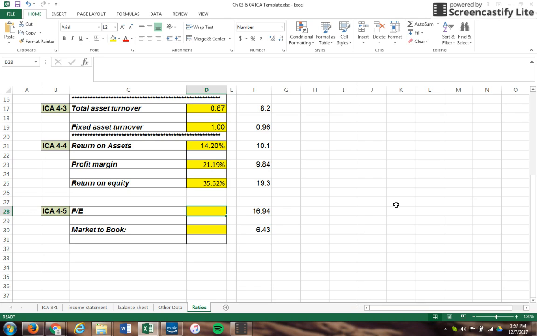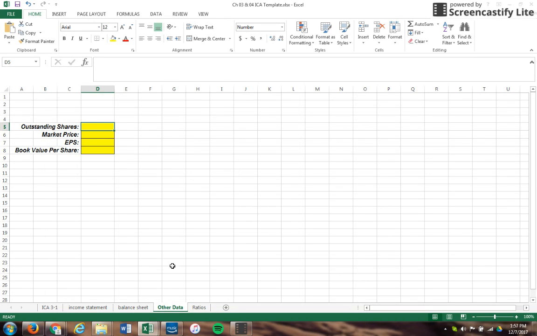Now, when we calculate these two ratios, we have to do some preliminary work: we have to go out to Google Finance or another financial resource to collect the data that we need. If you go to the other data tab, you'll see 4 items here that we need to fill in. Outstanding shares, meaning the number of shares that are in the marketplace currently. The market price, or essentially the current stock price for the company we're looking at. EPS is earnings per share that we looked at back in Chapter 3. And then the last one is our book value per share, which we'll have to do some calculating of.